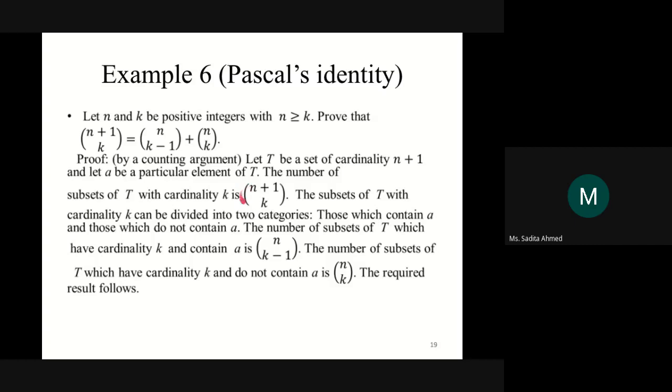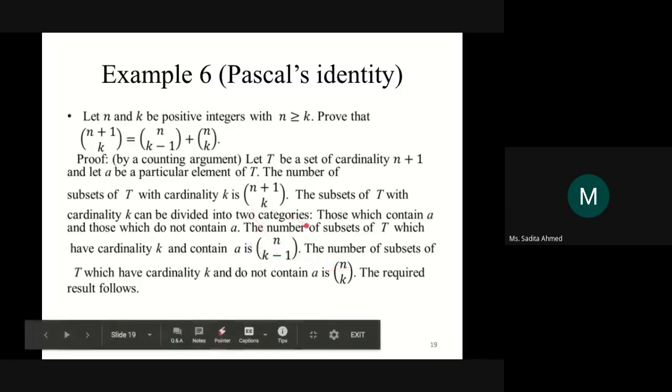You have n plus 1 CK total number of subsets. From there, if you bring out all those subsets which have A, count them and put them together, what remains? Only those subsets which do not contain A remain. All right. Either A will be there or A will not be there. There is no other possibility, right? So the rest of the subsets will not contain A. So obviously, the summation of these two will give us the total count of subsets, which is n plus 1 CK. Or n plus 1 CK can be broken down into these two counts.